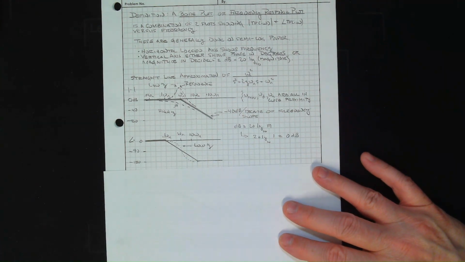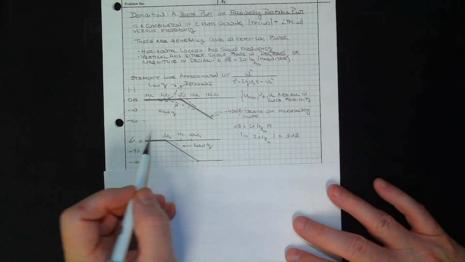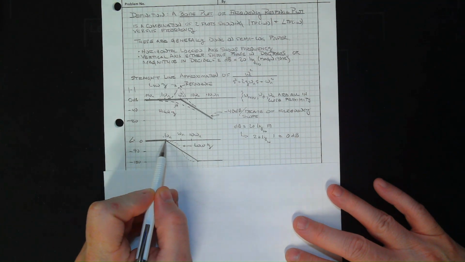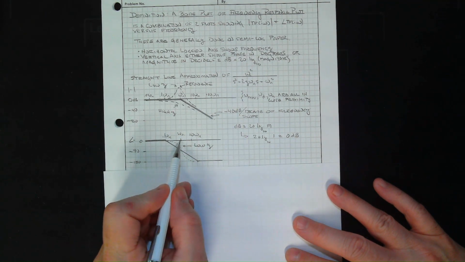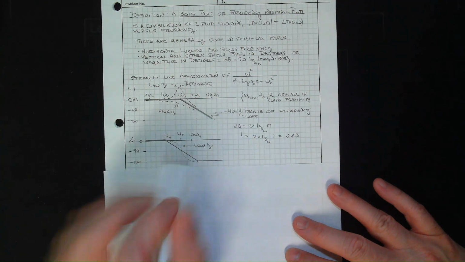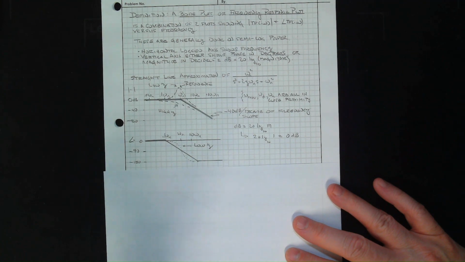And now let's look at the phase for this same system. Okay, the straight line approximation we use basically says go along at 0 degrees for this system. At omega n, you lose half. So there's two factors of s. For every factor of s, there's a 90-degree shift. So we're going to shift 180.